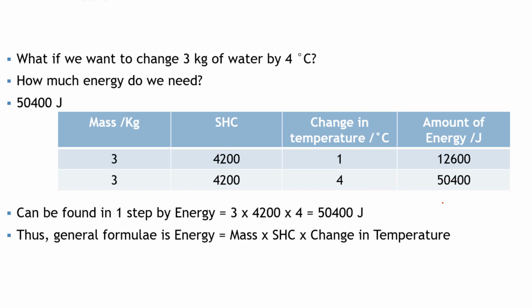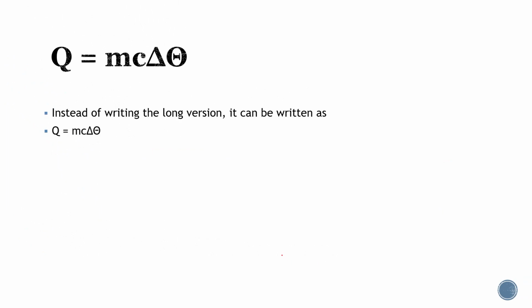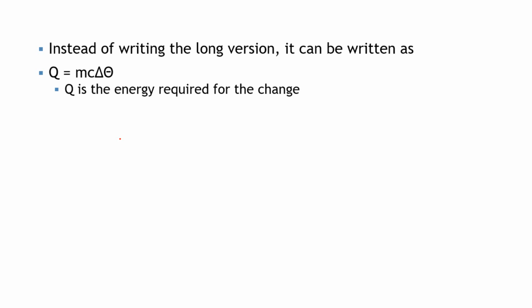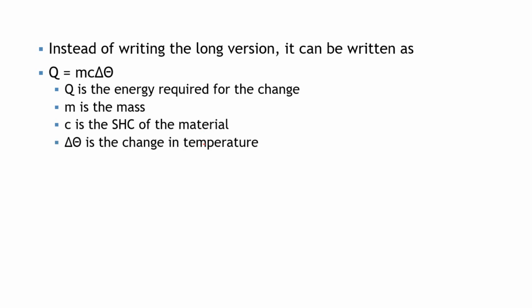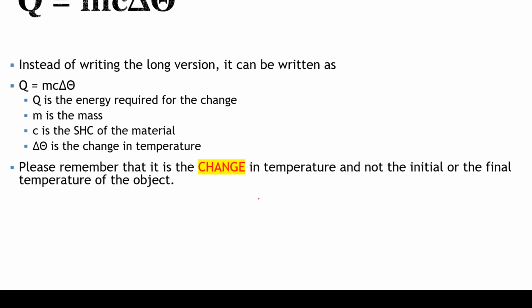So the general formula for the thermal energy required is just mass times specific capacity times the change in temperature. You can write it in this form: Q equals mcθ. Where Q is the energy required for the change, m is the mass of the object we are talking about, c is the specific capacity of the material, and θ is the change in temperature. So please remember that it's the change in temperature and not the initial nor the final temperature of the object.